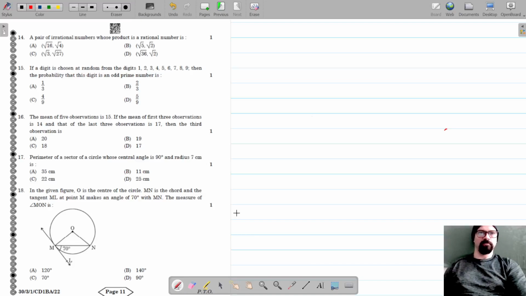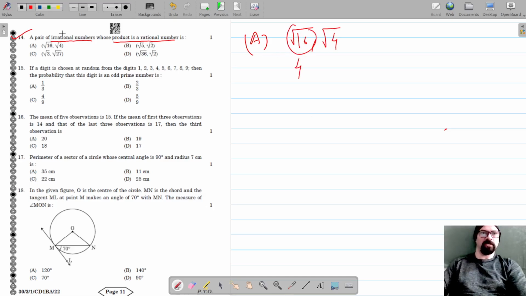Okay, for question number 14, we have to find the pair of irrational numbers whose product is a rational number. If I consider the first one, which is root 16 and root 4, root 16 is 4, which is not an irrational number. Root 4 is 2. So both of these are rational numbers, so we are not going to consider this.